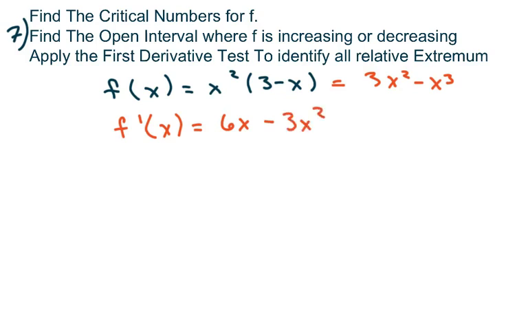Now, let's factor out 3x, and we're going to get 2 minus x. We set this to 0, so for our critical numbers, we have 0, and for this piece, we have 2. These are our critical numbers.